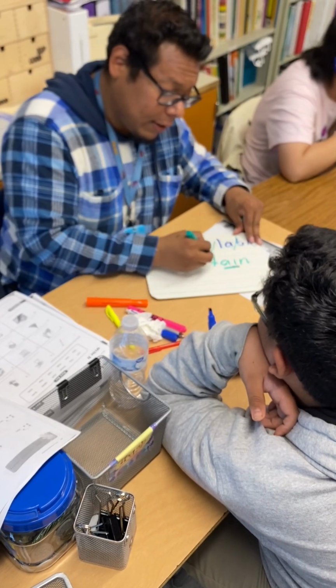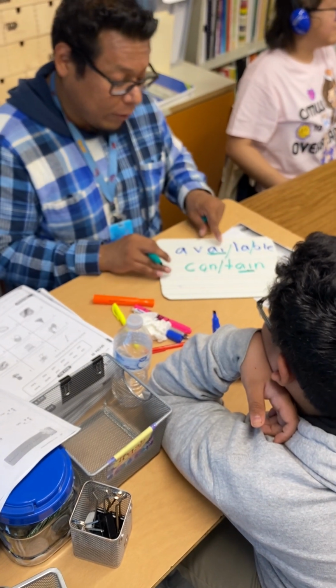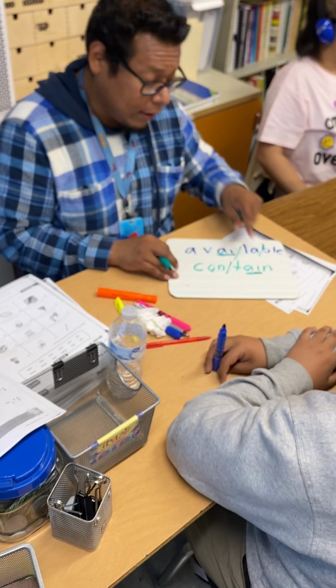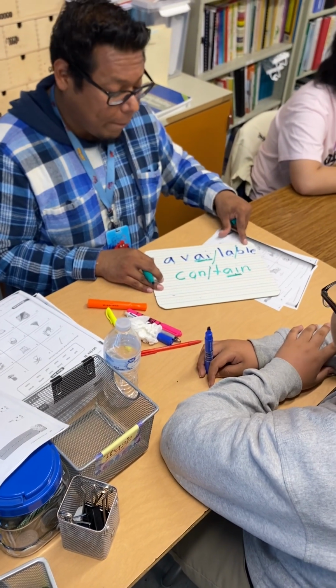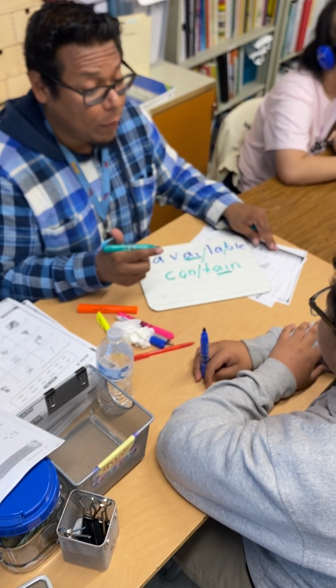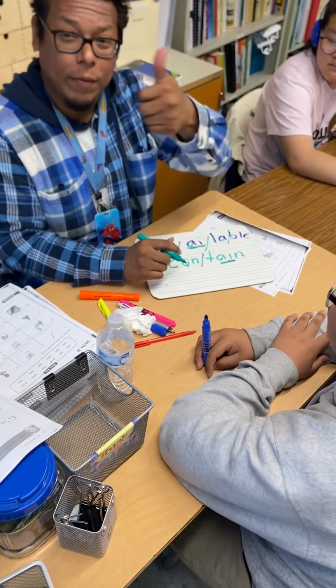So we know contain, right? So we have our sound, but you always remember that no matter where it's at, it's still going to be a long A sound. So when we read these words, we say available, right? Contain. All right, next time we'll go over some other words, okay? This is great practice. Thank you.